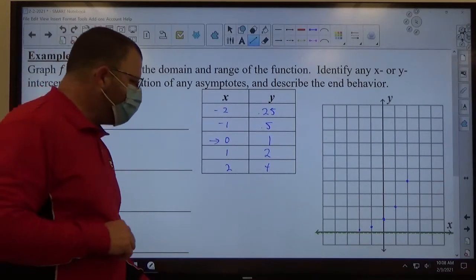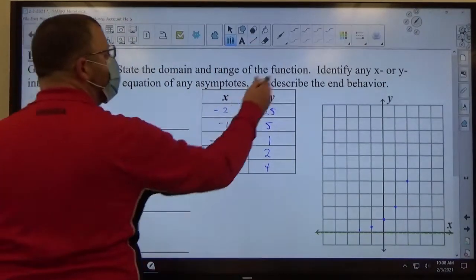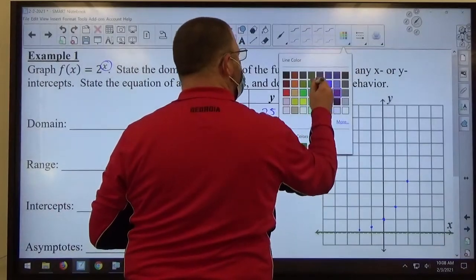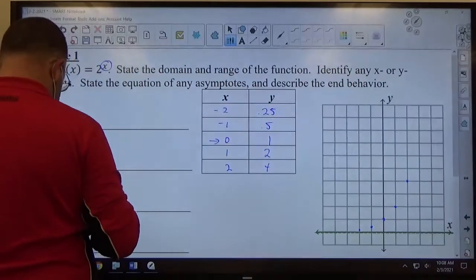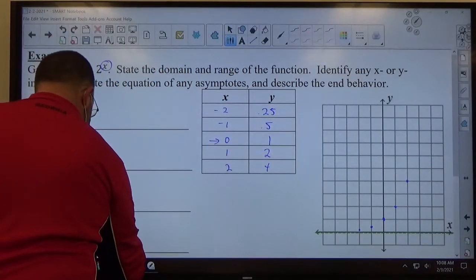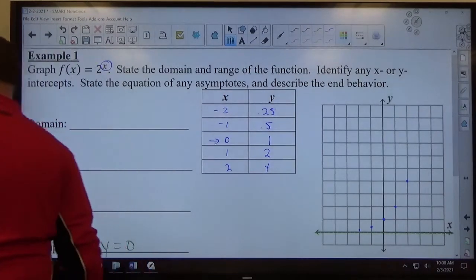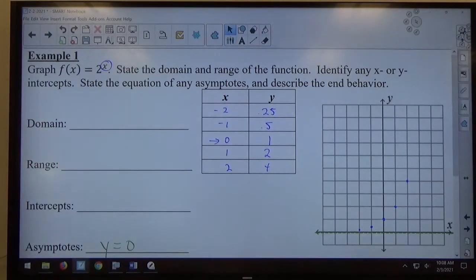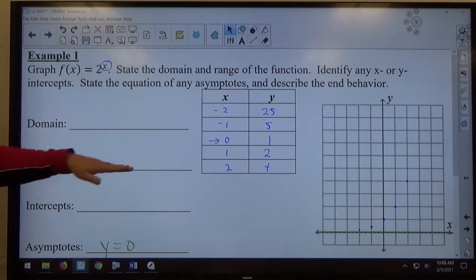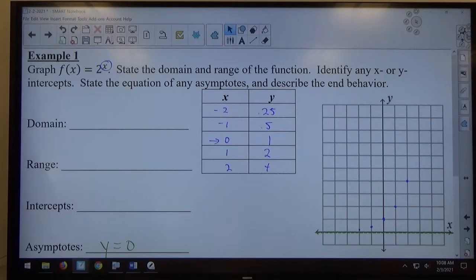And when I write the equation of an asymptote, a horizontal line equation is y equals a number. So for the asymptote part of the stuff I'm supposed to identify, y equals wherever that line is. And that line happens at 0, so y equals 0 is the asymptote.